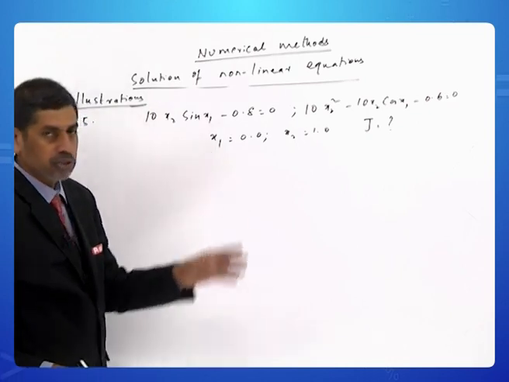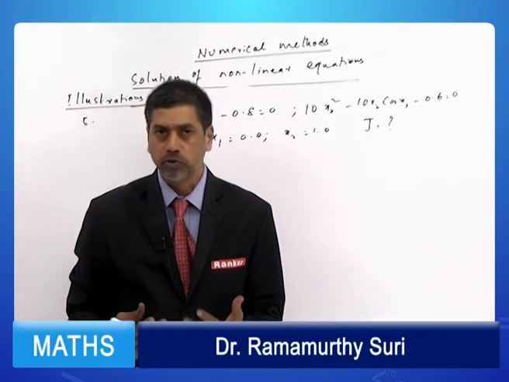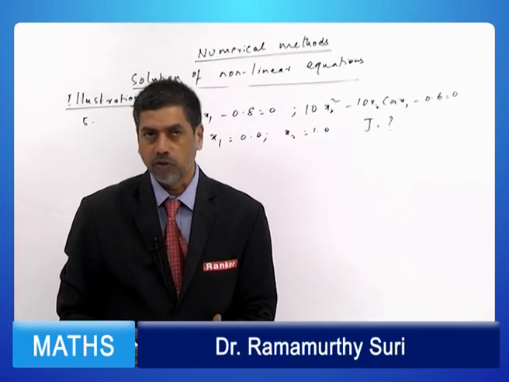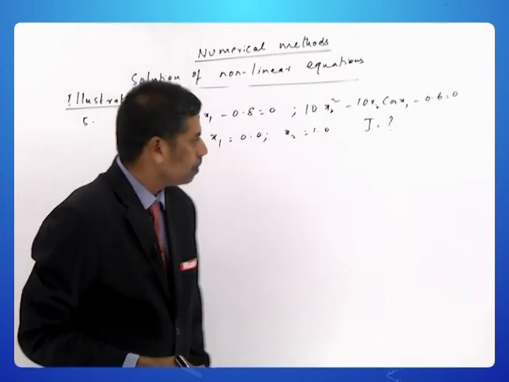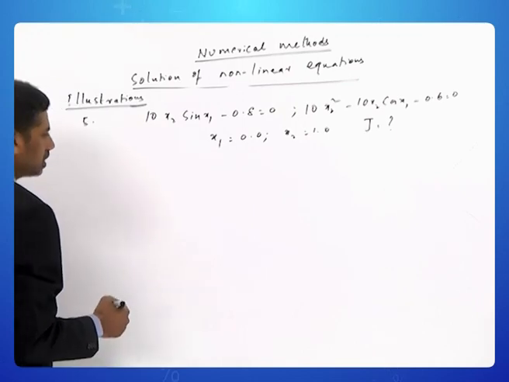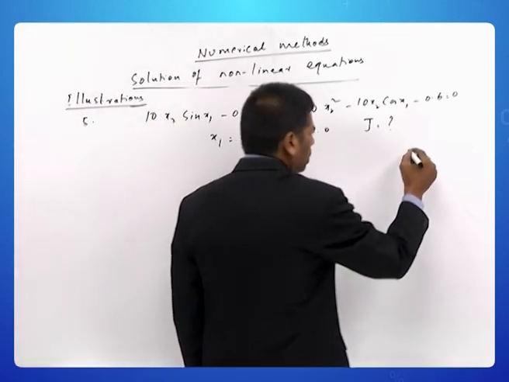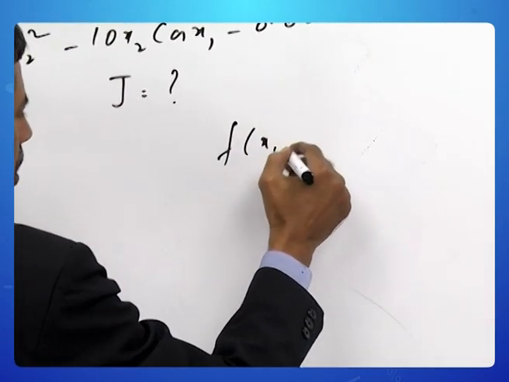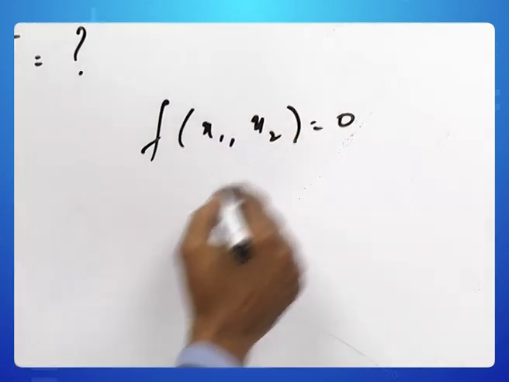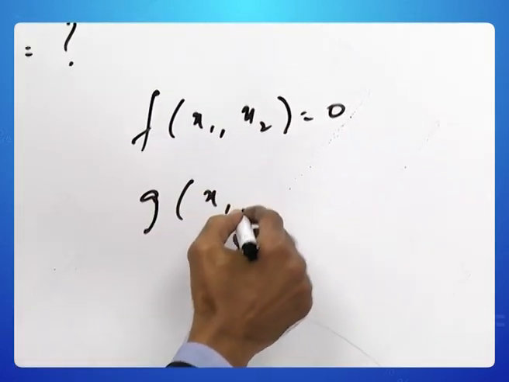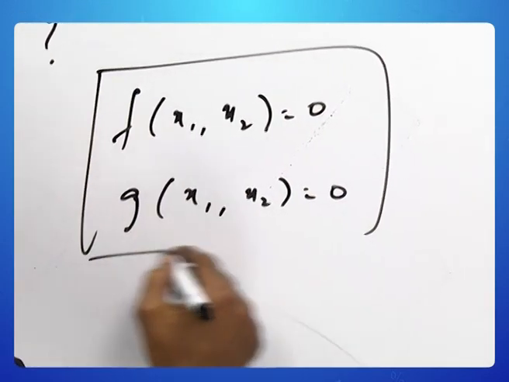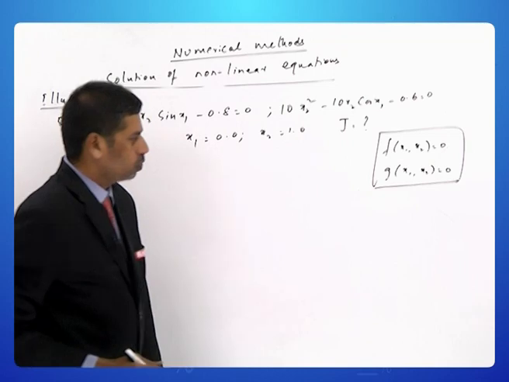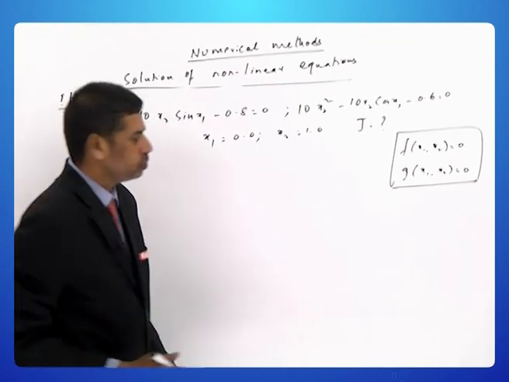Now this is a very special problem because we are using Newton-Raphson method for solving a system of equations. Okay. So now first let us look at a situation where you have two functions in two variables x1 and x2.